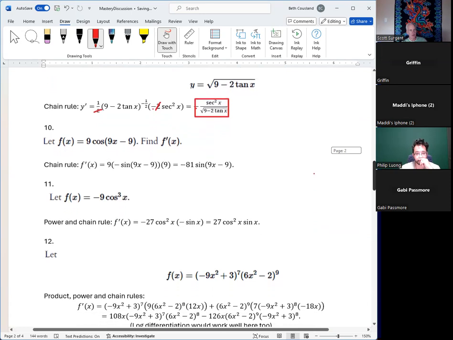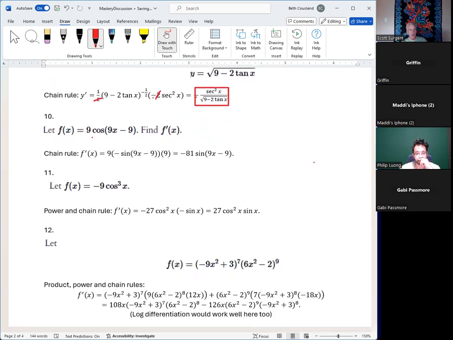10, 11, and 12. You got a whole bunch of 9s here. You got 9 cosine 9x minus 9. And we want to find its derivative. You're doing the cosine rule, which is the negative sine of the interior. Then the chain rule of this guy gives you 9. So the derivative of 9x is 9. The derivative of negative 9 just goes away. So then all I did was take the negative and the two 9s and make a negative 81 in front. Looks pretty.